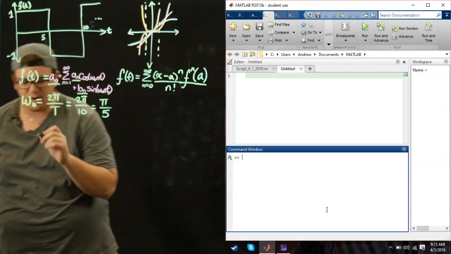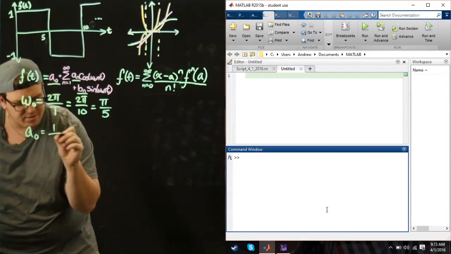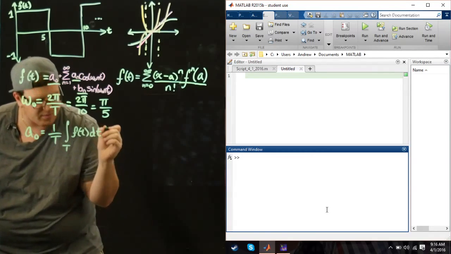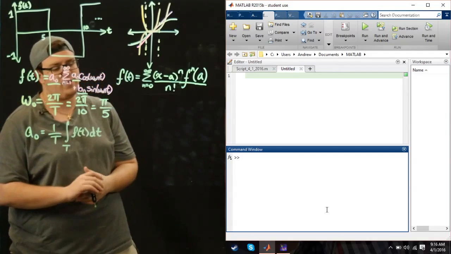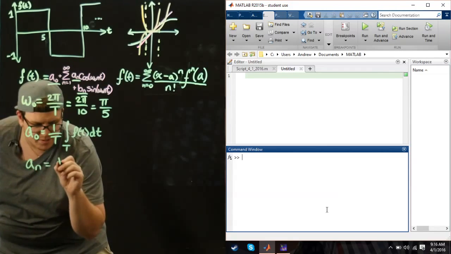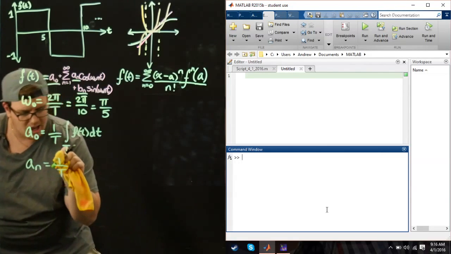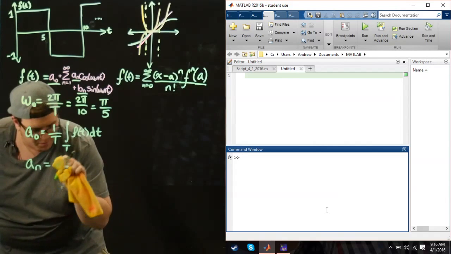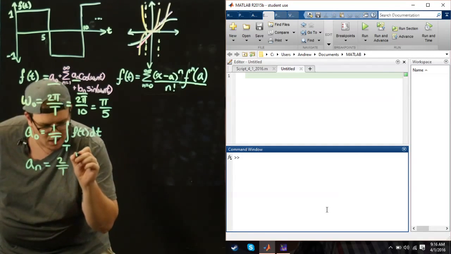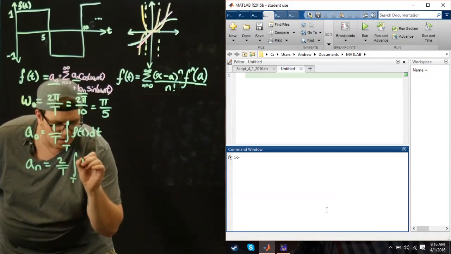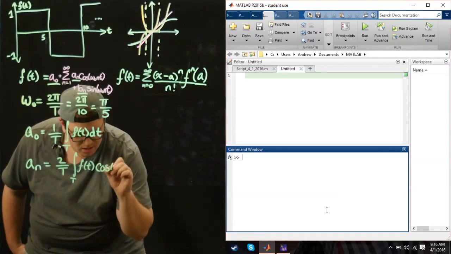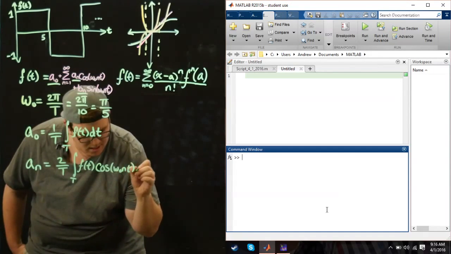The formulas for these are that a0 is the average value of the function over a single period. So you just take the integral over a period, divide by the length of the period, and you get a0. For the other ones, you do something very similar, except you divide by half of a period out front, because the other one is going to be the other half, so we weight them evenly. An is 2 over T, the integral over a period of the function times cosine omega 0 nt dt.